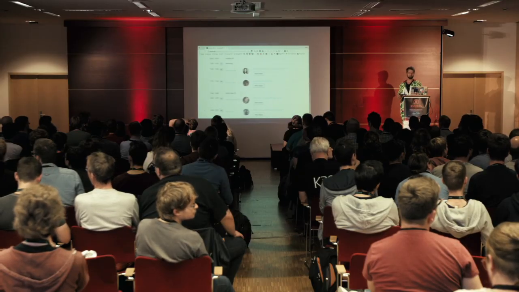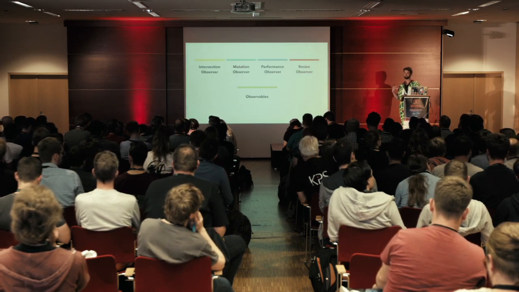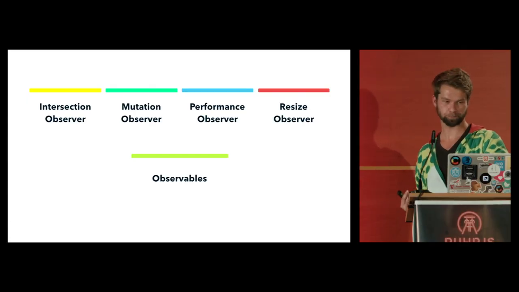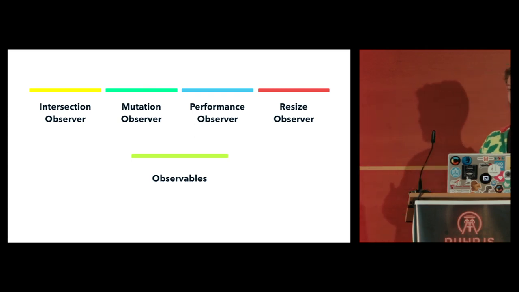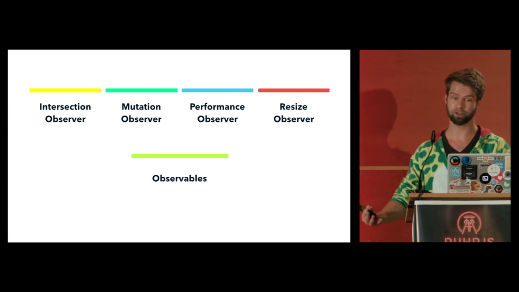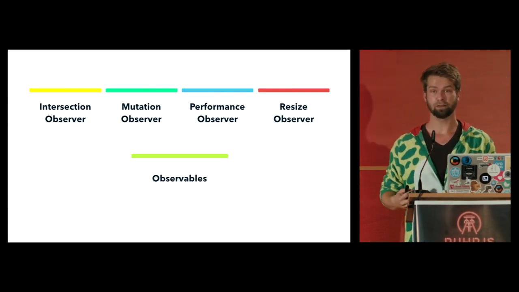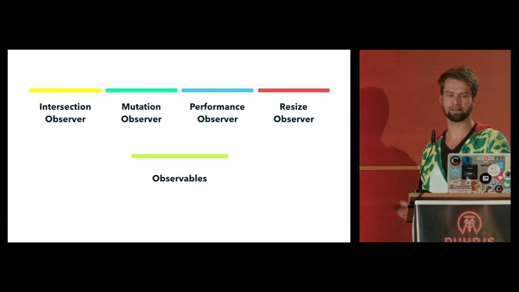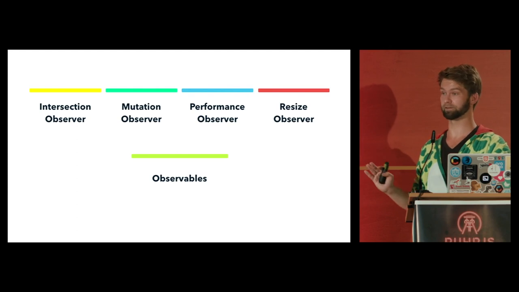So what we talked about was the intersection observer to easily figure out if something becomes visible or leaves the viewport, the mutation observer to figure out if something changed in the DOM, the performance observer to not ask for a performance metric, but rather get notified and get metrics pushed towards us, the resize observer to figure out if something changes its size, and observables, which are a completely different way of thinking, and it takes a while to get it.